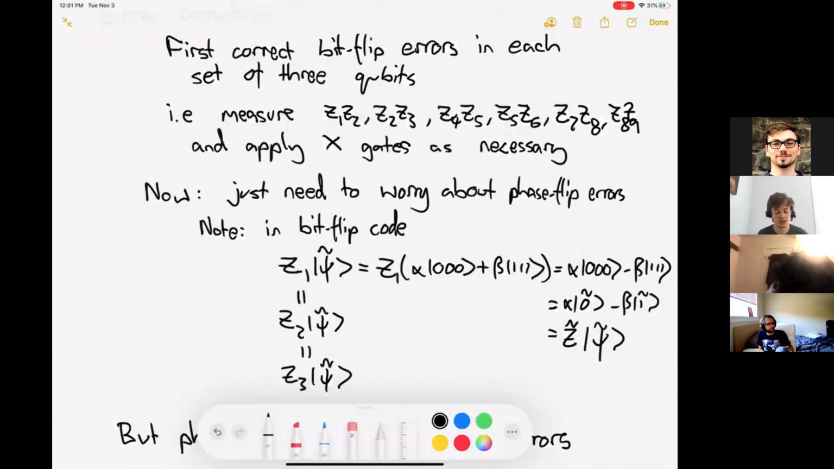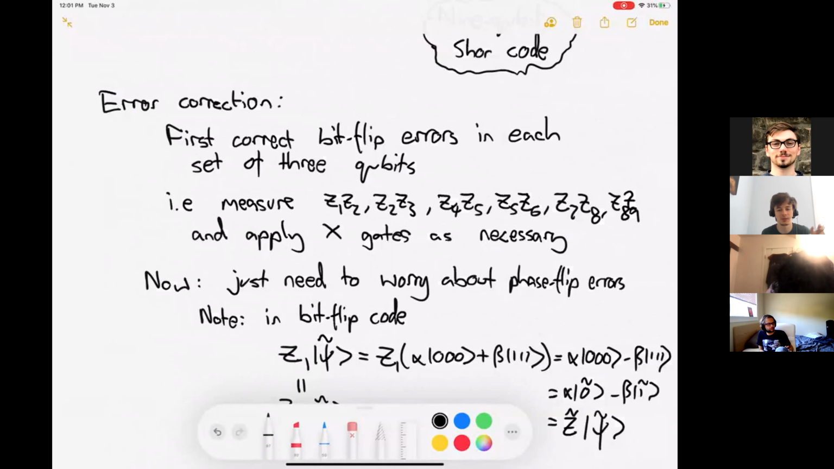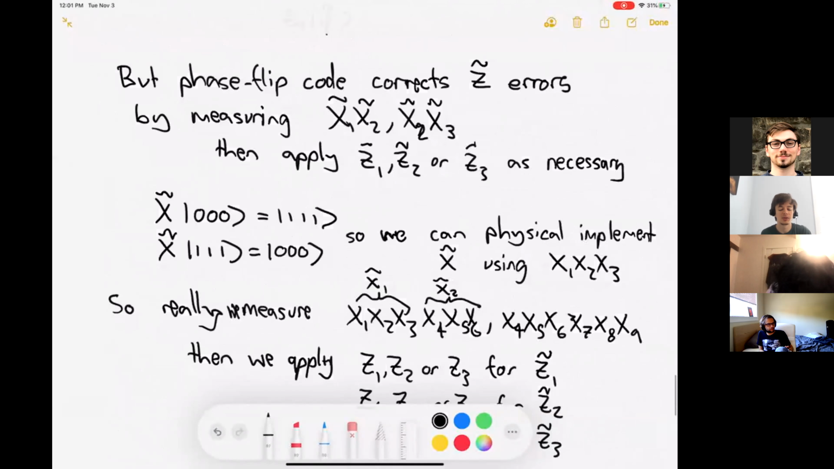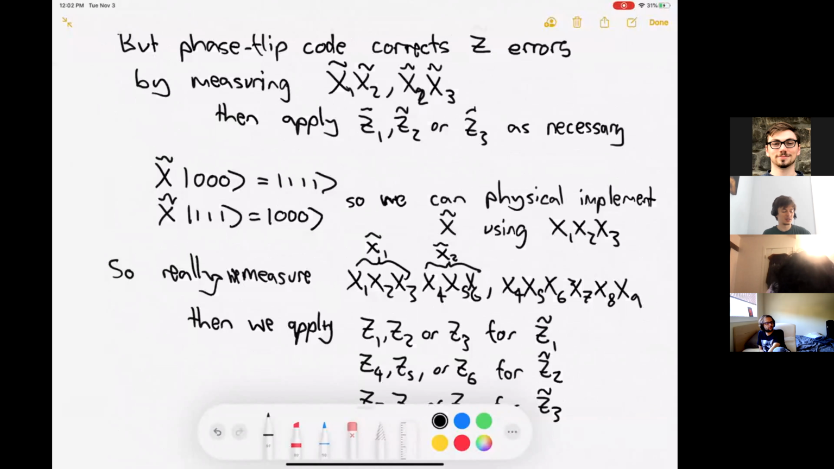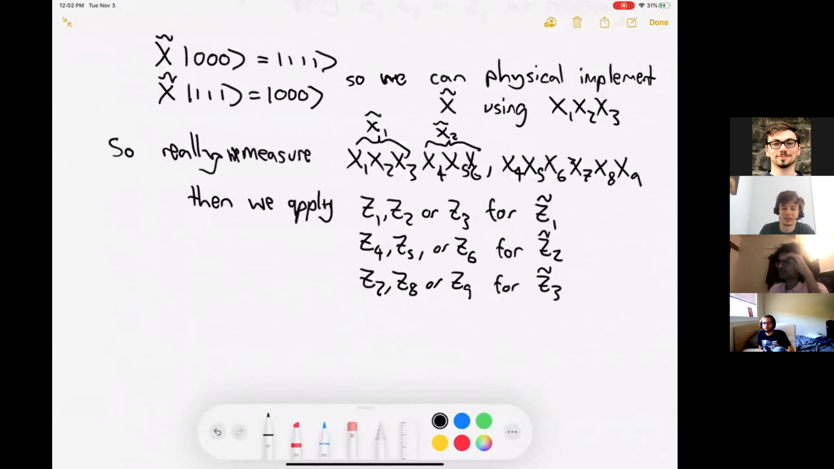We first correct the bit flip errors in each block of 3 that forms a single bit flip protected logical qubit. And then we correct phase flip errors on the set of 3 bit flip protected logical qubits. Any questions about that? This is probably the most subtle part of today's lecture, so please ask questions if you have them. But it's also something that you probably need to take some time thinking about and processing.